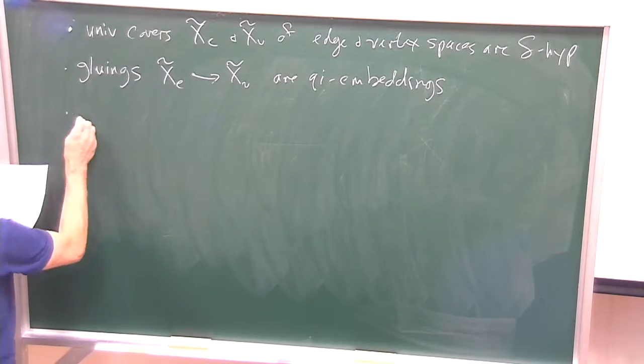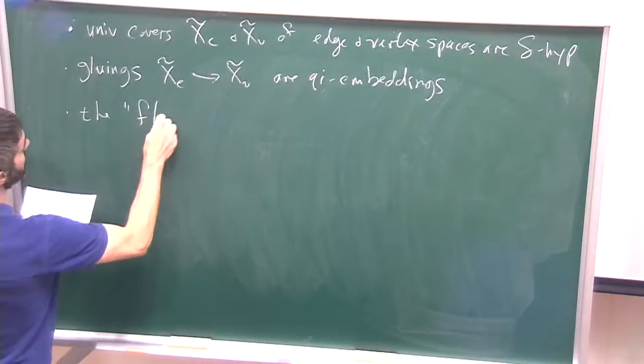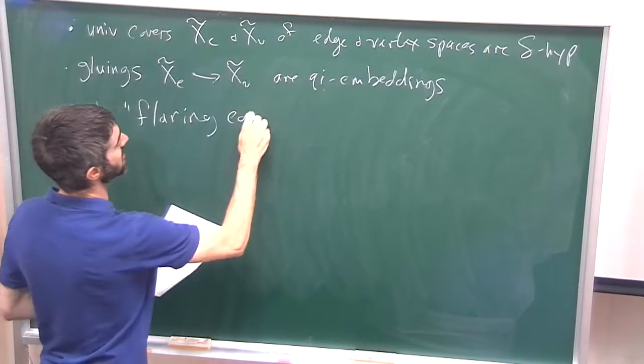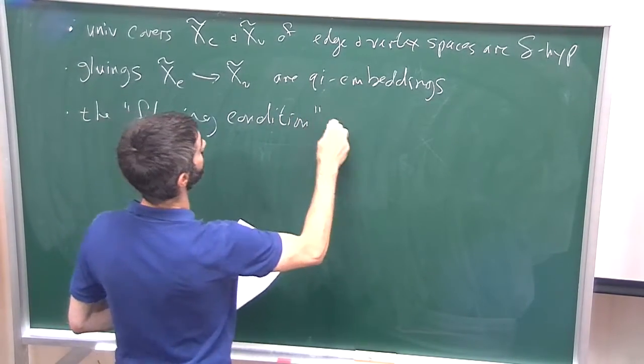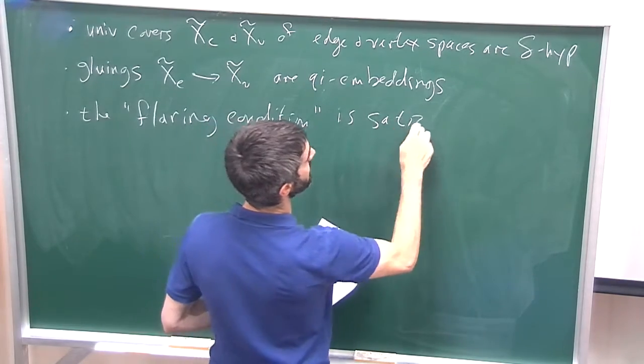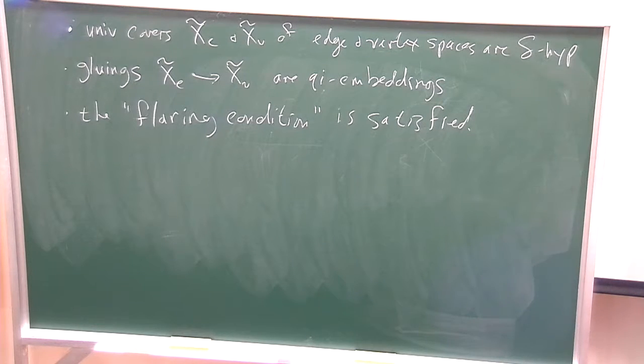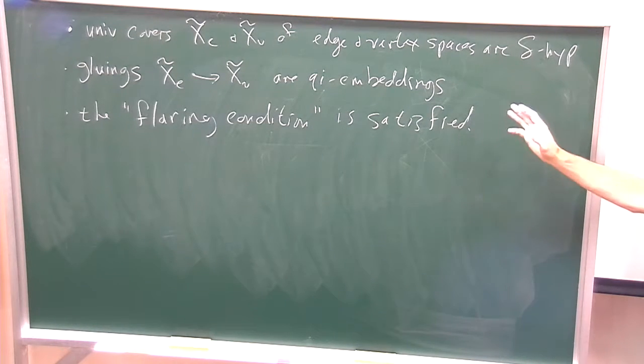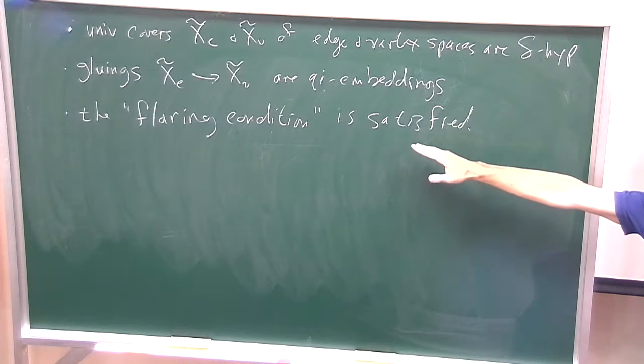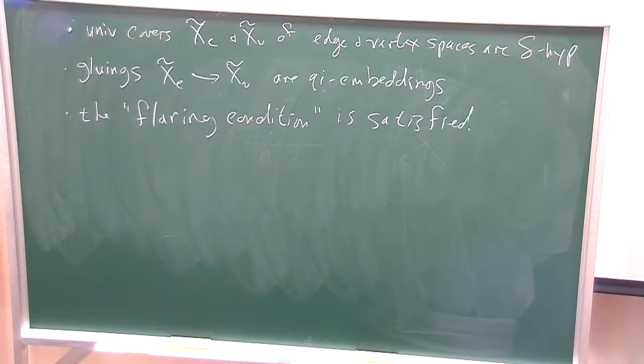And then the third thing is that the flaring condition is satisfied. I'm not going to write that down because it's a mouthful, but we'll come back to it. I'll write something else about flaring in the future, and it's basically the same thing, but I don't want to write it down. It's some flaring thing: when I move horizontally in my tree, things have to flare. That's the rule, in some prescribed way.